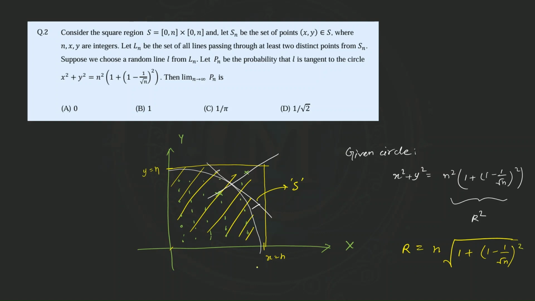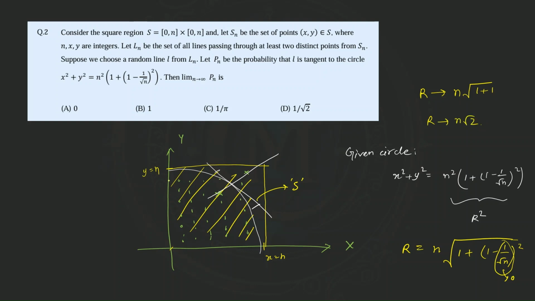If we check for large n, because in the question we have to calculate the probability Pn when n tends to infinity, we are to analyze the case for very large n. For example, we can take the order of 10 to the power 30 or any higher order like that. Then this term will be tending to 0, so this r will be tending to n times root under 1 plus 1. So r will be tending to n root 2.